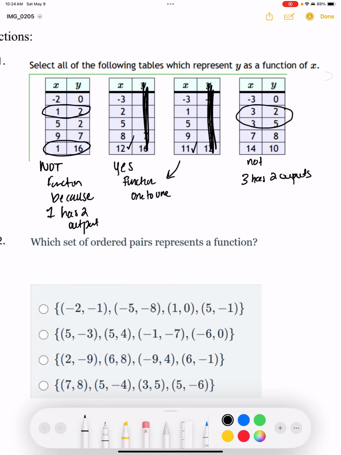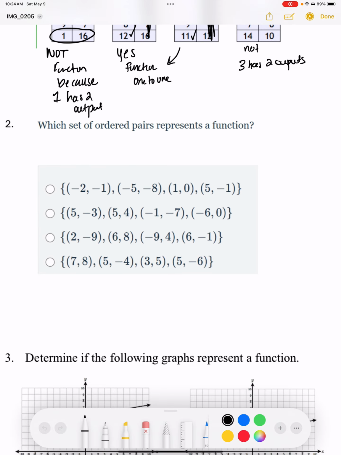Okay, if we look at the second one, ordered pairs. So here, same thing. This is the x, this is y, this is x, this is y, this is x, y, x, y. Ordered pairs are always x and y. So it's the same thing, just not written in a table. So all you really care about is the x's. You want to look at the x's. -2, -5, 1, 5. They didn't repeat. So yes, it's a function because it's 1 to 1. That would be the reason. So same reason as this one.